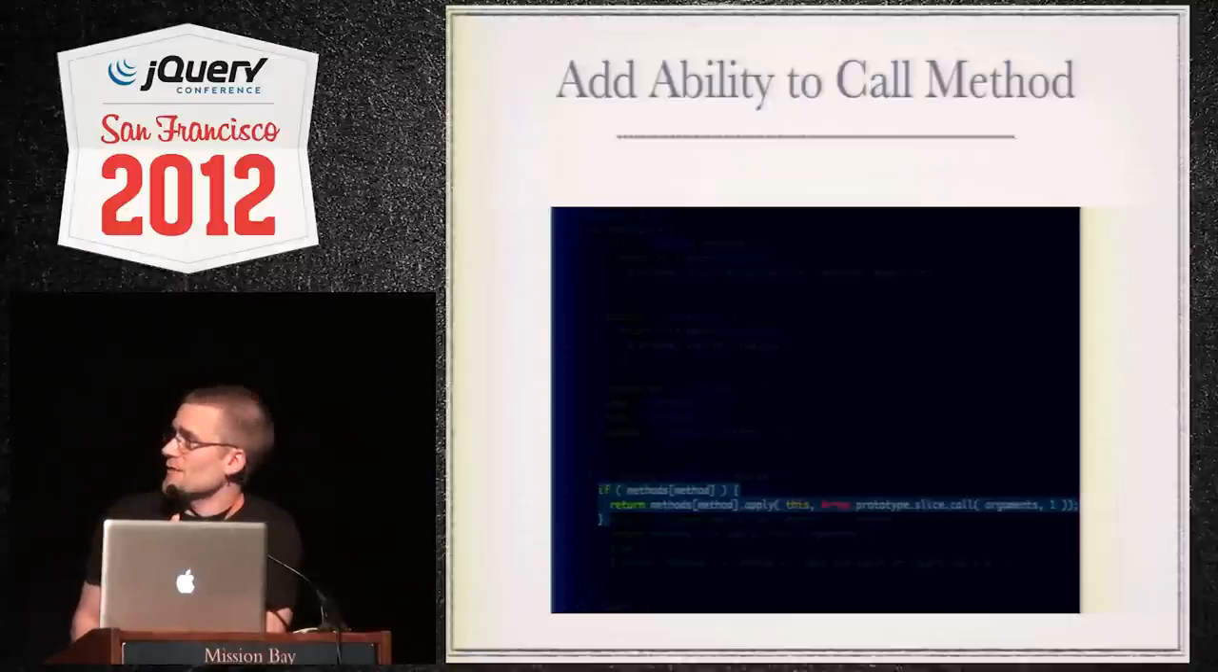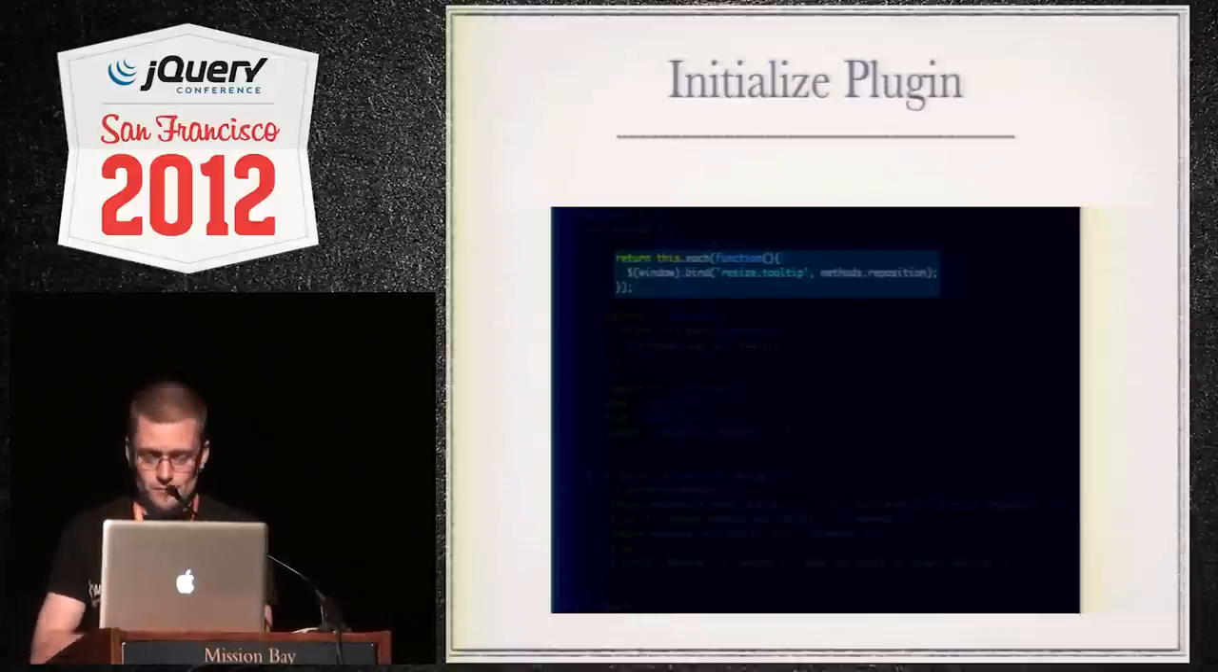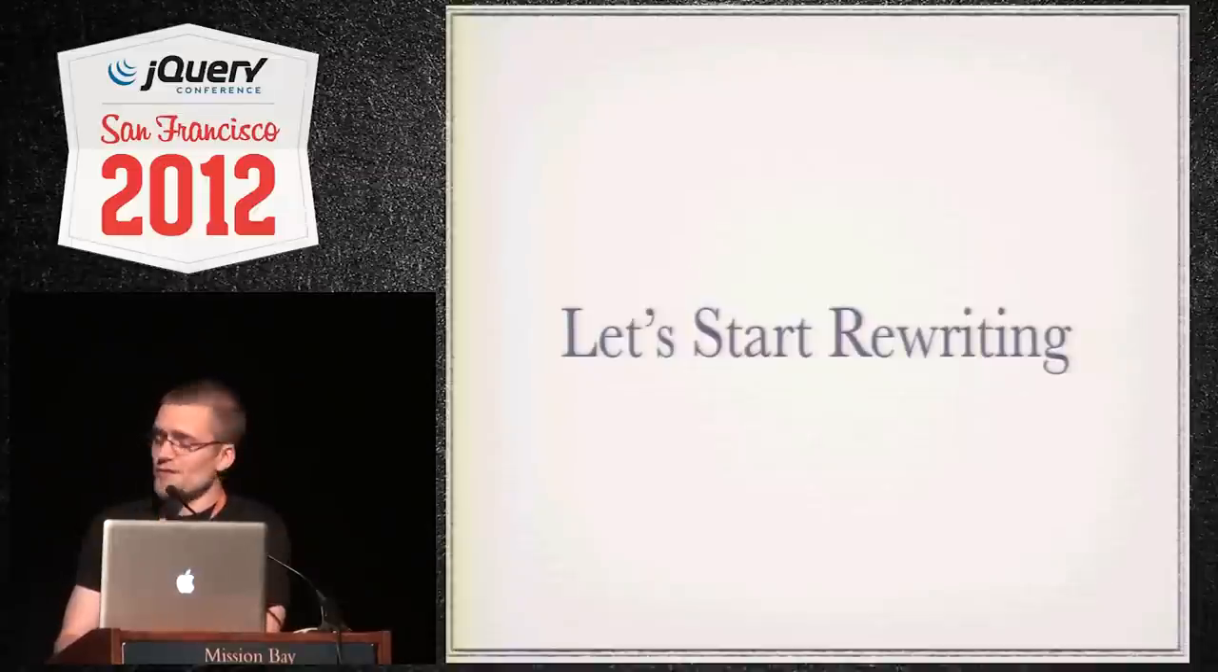And then we have an option to call the method externally. If we pass in a string instead of an object, we can call any one of these individual methods from outside of the plugin, which is a tremendous benefit the more you get into customizing plugins. And then, of course, we initialize the plugin by attaching the event. So let's start rewriting with this sort of pattern.